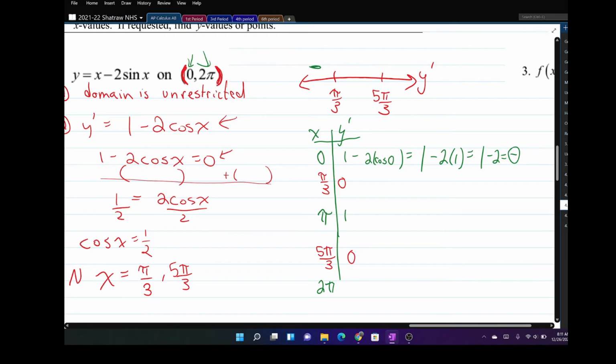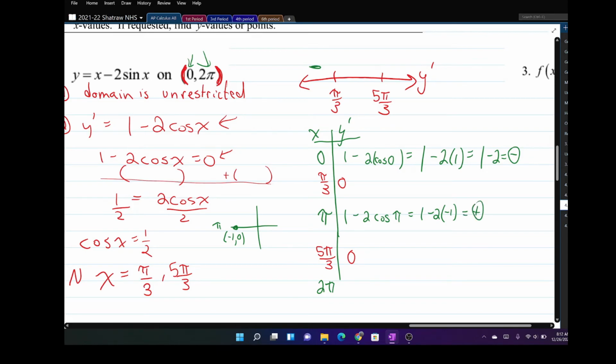All right, so then I have 1 minus 2 times cosine of pi, and cosine of pi, let me think about it. Cosine of pi is over here. This is pi in radians, and so cosine would be -1 and sine would be 0. So I'm going to say I have 1 minus 2 times -1, and so that's a 1 plus a 4. That's going to be a positive number.